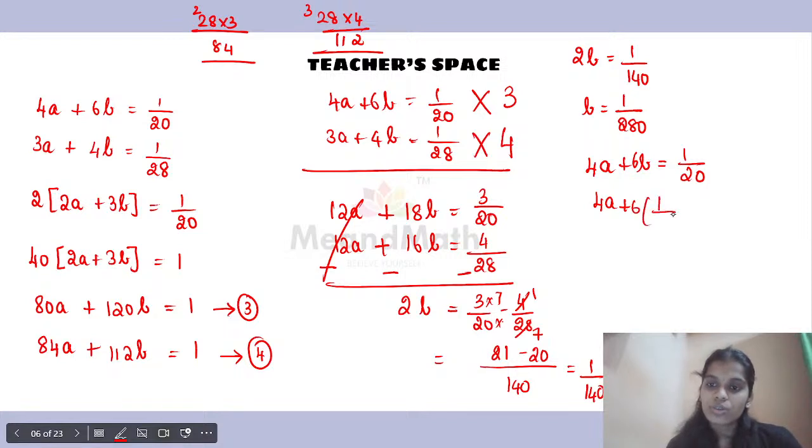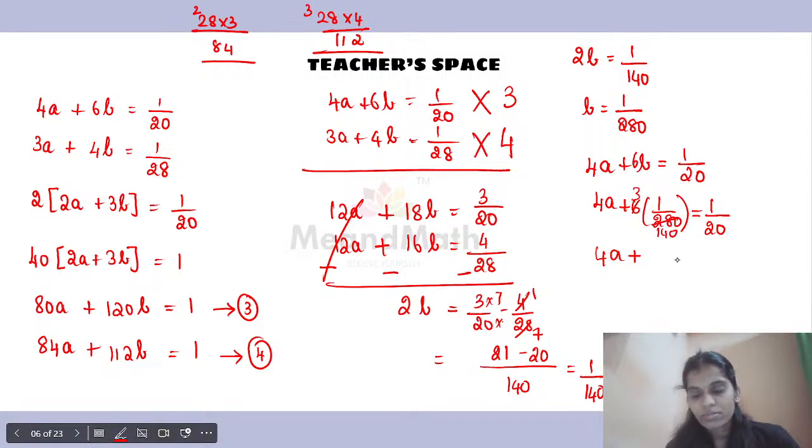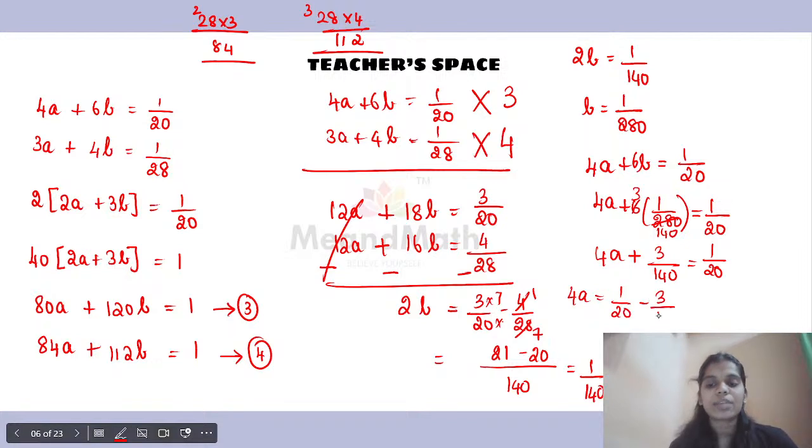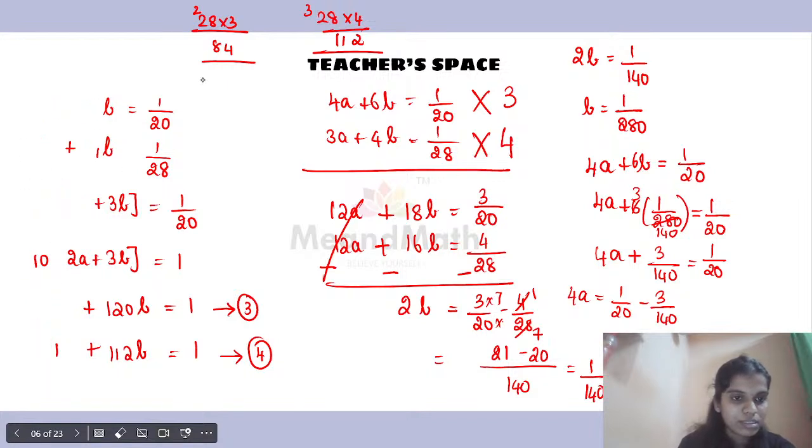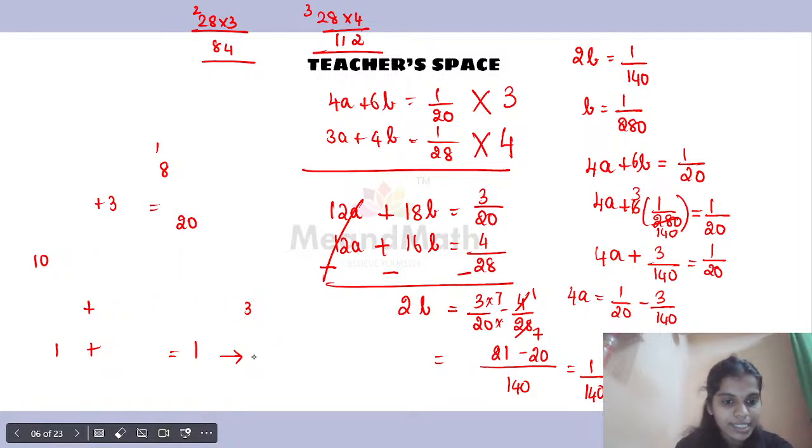4a plus 6 into 1 by 280 equals 1 by 20. 4a plus 3 by 140. Right? 3 by 140 equals 1 by 20. 4a equals 1 by 20 minus 3 by 140. Right? Cancel it. So I'm just erasing this side to solve it.